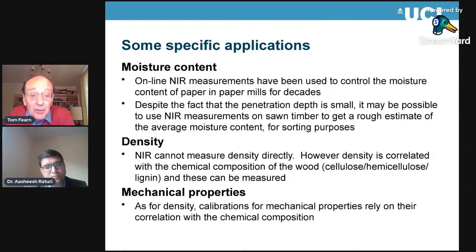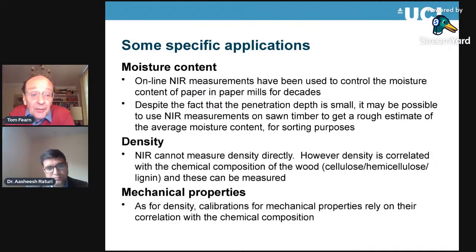Density, there are calibrations out there. They're probably not working directly. They're probably working on correlations with the chemical composition, and similarly mechanical properties, obviously very important, really useful to get calibrations, probably relying on secondary correlations, and almost entirely, I would guess.